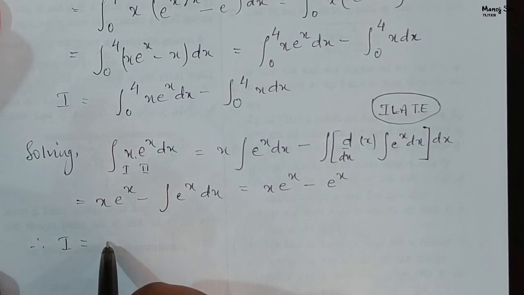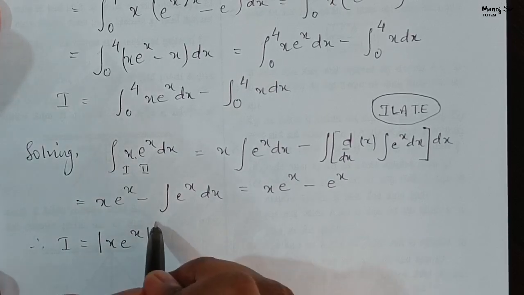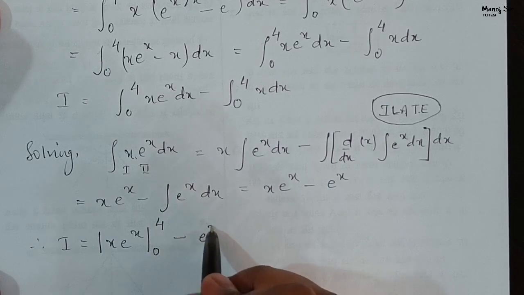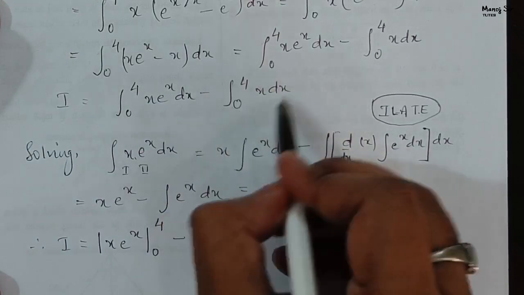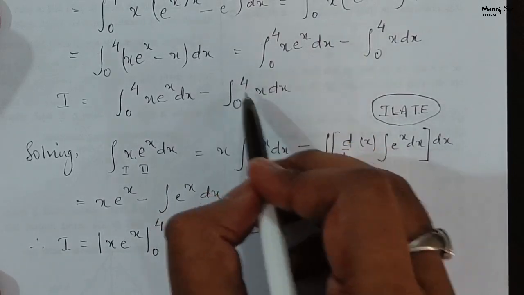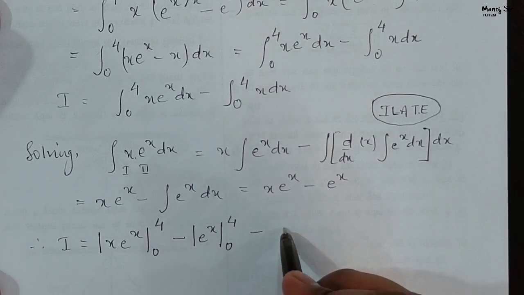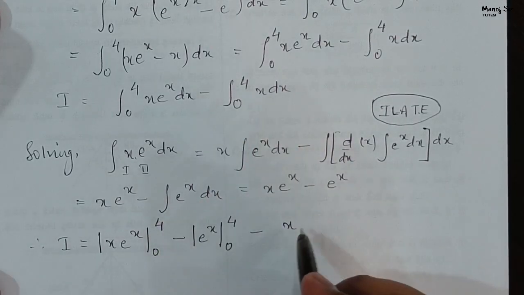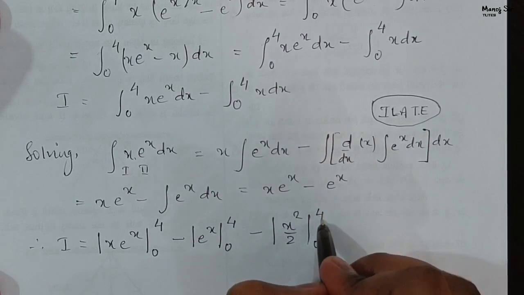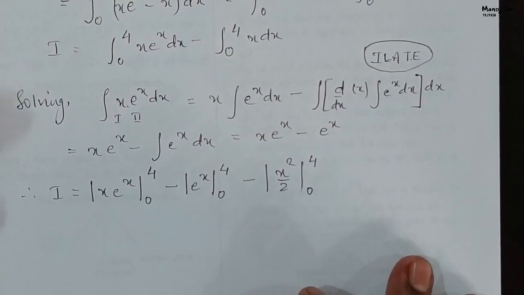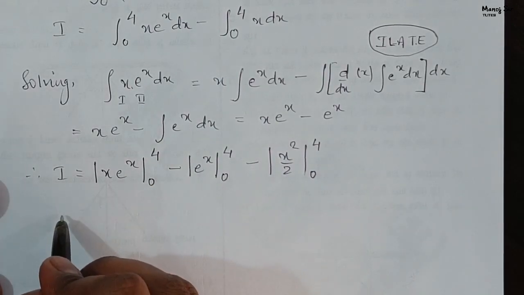So we can write x into e to the power x, with limit from 0 to 4, minus e to the power x, with limit from 0 to 4, minus, coming to this part, the integral from 0 to 4 of x dx. The integral of x dx will become x square upon 2, with limit from 0 to 4. Now simply solve this part, which is very easy.